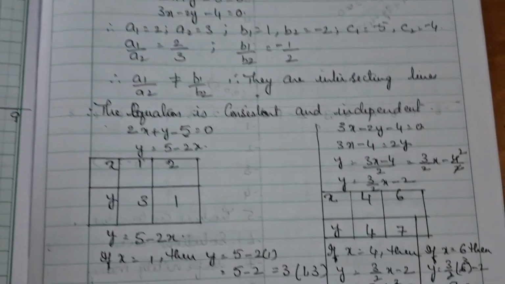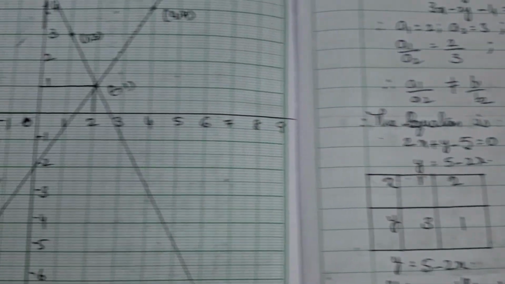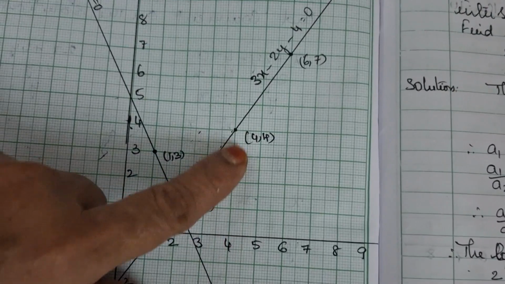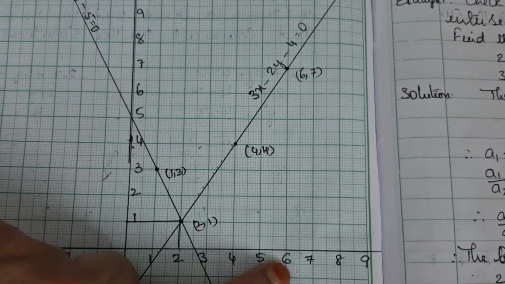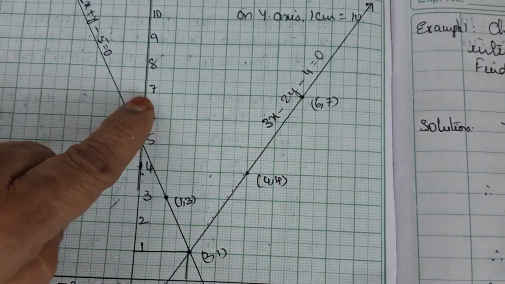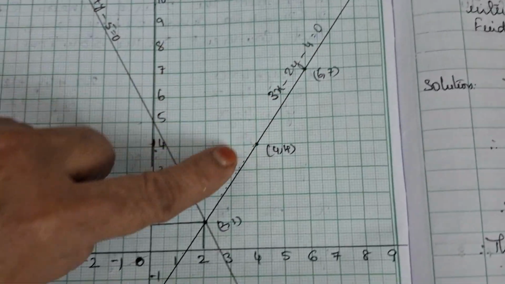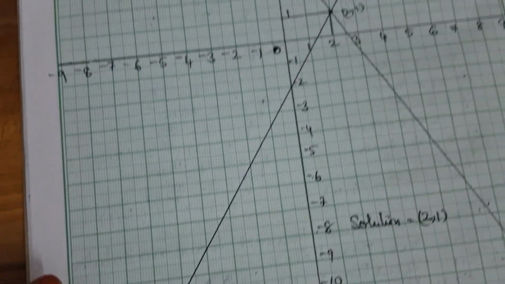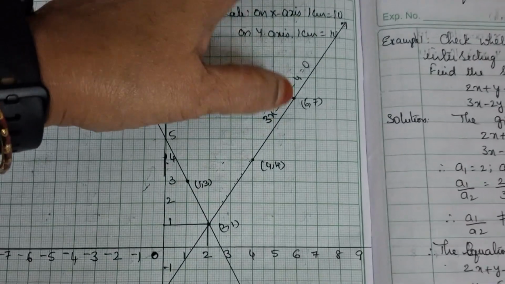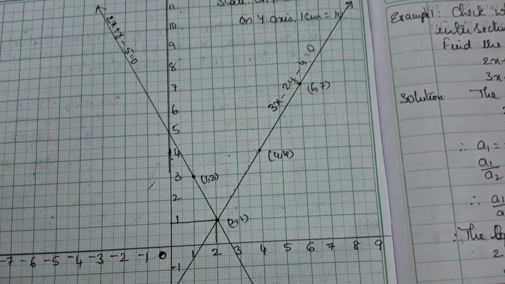Now the next one, 4 comma 4, 6 comma 7. When I have taken here 4 comma 4 and 6 comma 7, 6 is here, 7 is here. So these are the 2 points. So I have drawn a line. You can see the line like this. So this is the line that I have got. Upon it I have written equation 3x minus 2y minus 4 is equal to 0.